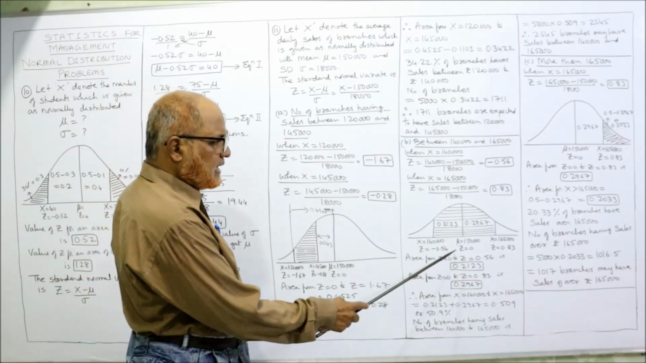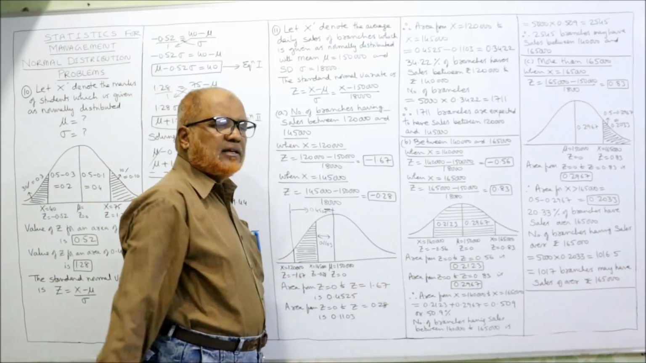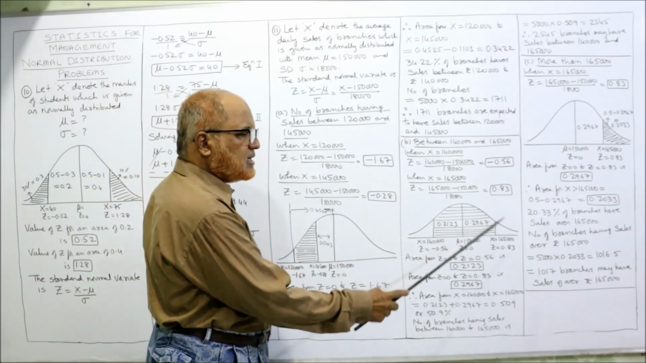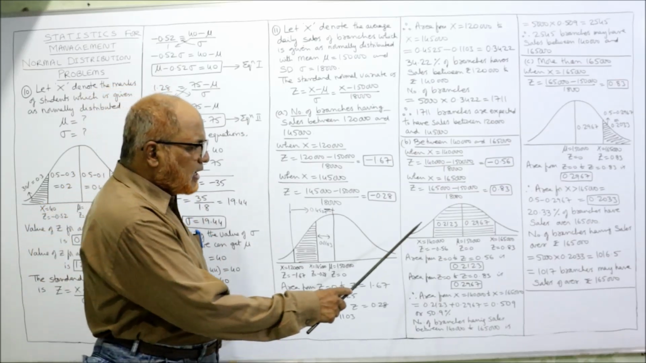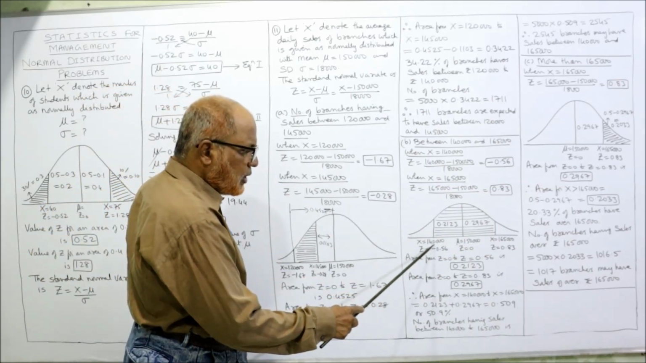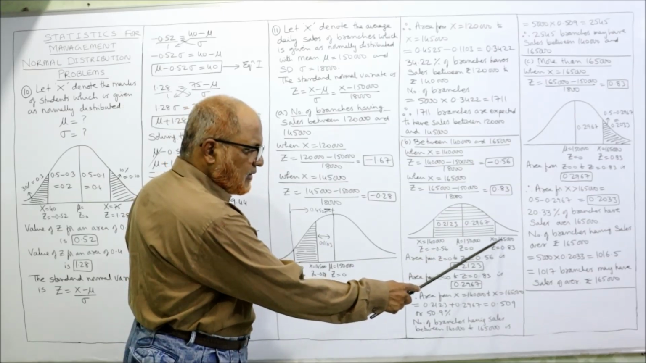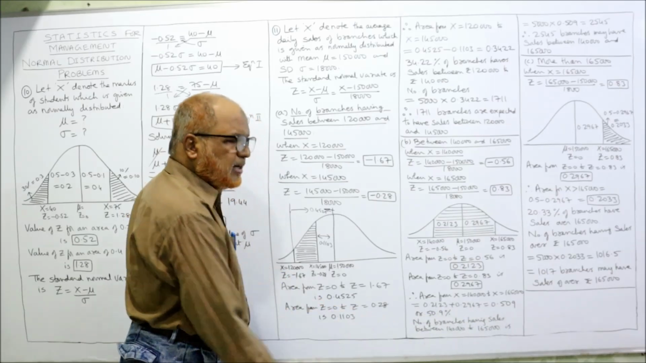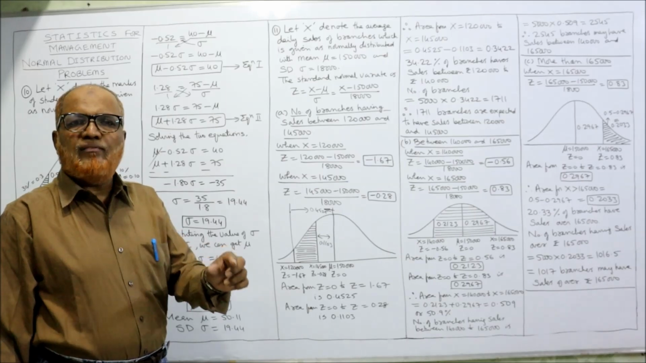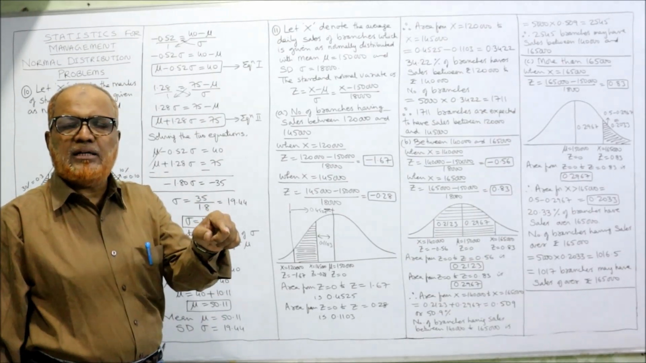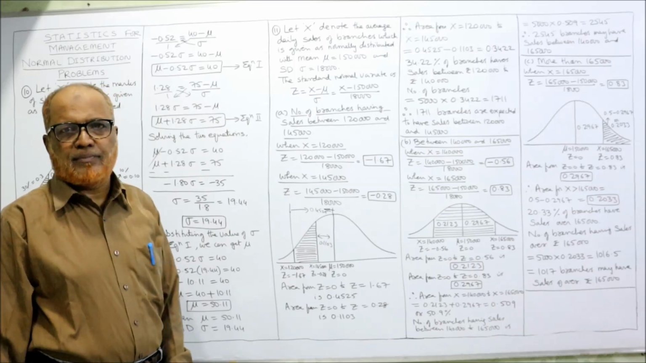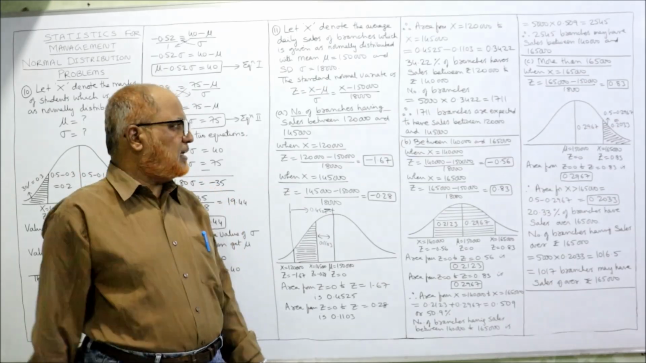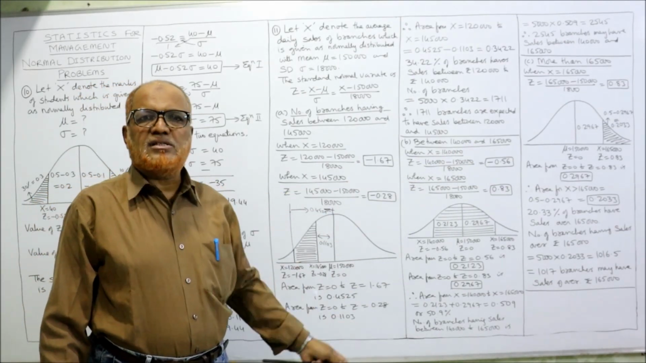Similarly, we want the area from z equal to 0 to z equal to 0.83. 0.8 under 3, you will get 0.2967. That's it. We want the complete shaded area from x equal to 140,000 to x equal to 165,000. Add up both of these: 0.2123 plus 0.2967 is 0.509. If you multiply by 100, you get 50.9%. So 50.9% of branches are expected to have sales between 140,000 and 165,000.